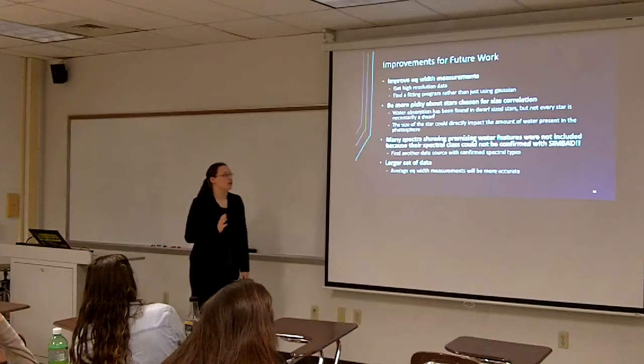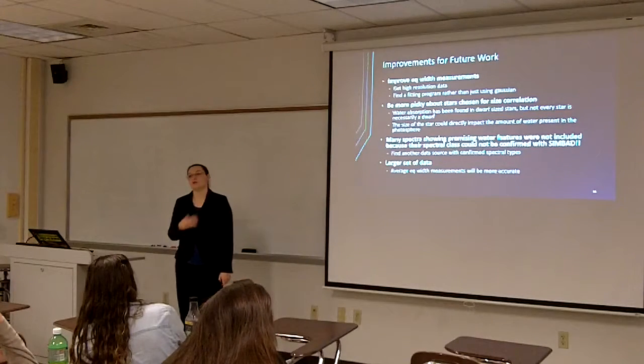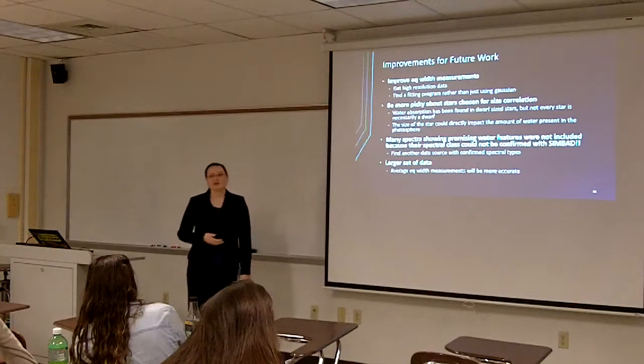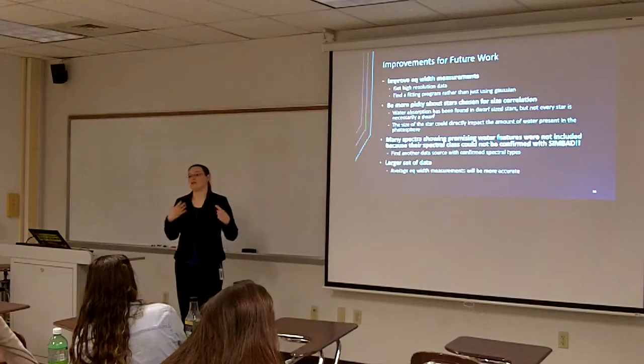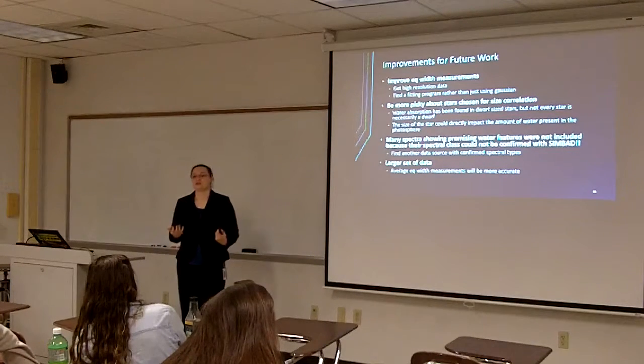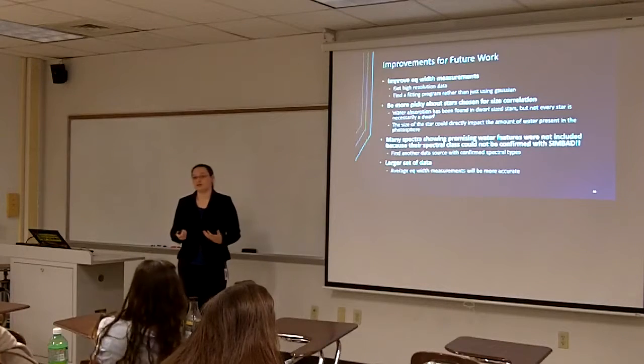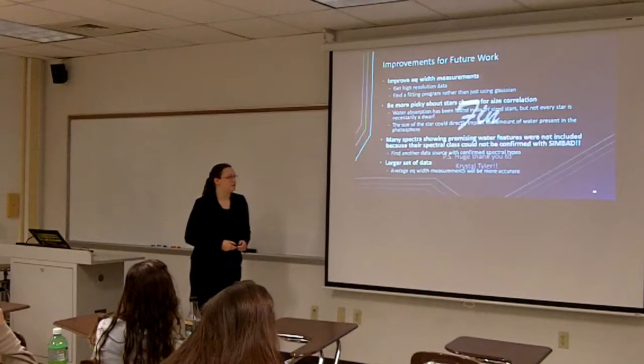Many spectra showed a lot of promising features, but it couldn't be confirmed what spectral type they were in SIMBAD. So I need to find a database that has much more readily identifiable spectra and just get a larger set of data, because you can't really get a lot of results from 17 stars. You really need a bigger catalog to identify and get a better average value for your equivalent width at different stars. So that's pretty much it.